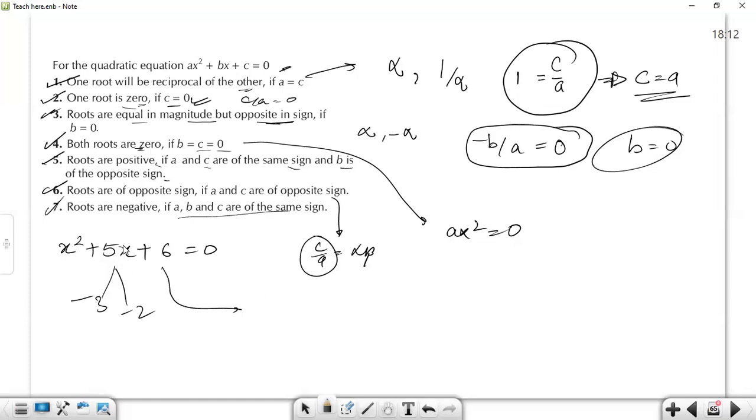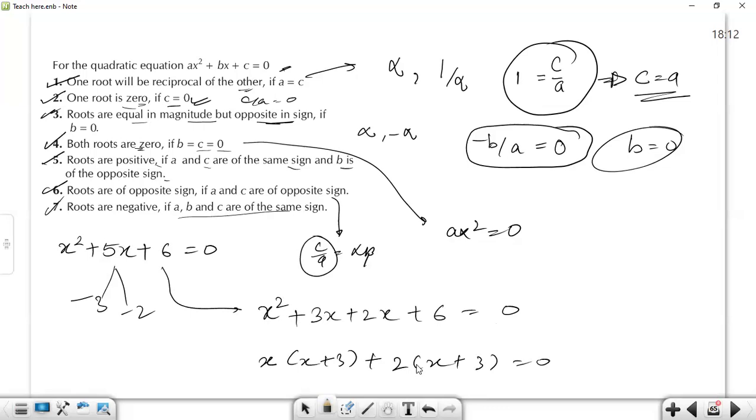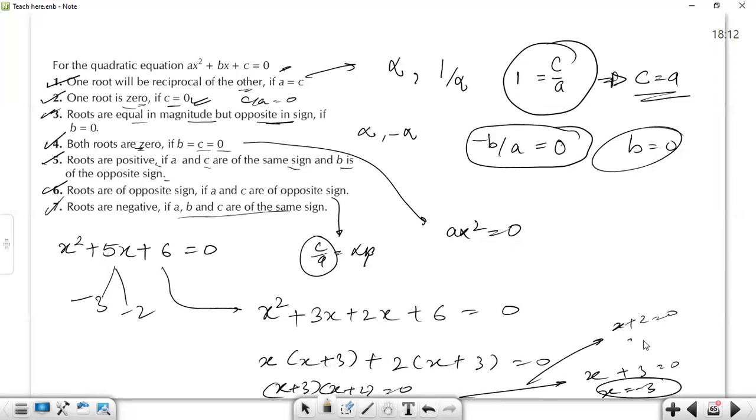So let me rewrite it for you. x squared plus 5x plus 6 equals 0 can be written as x squared plus 3x plus 2x plus 6 equals 0. Taking x common, x plus 3. Taking 2 common, x plus 3. Now taking x plus 3 common, here is x, here is 2. So x plus 3 equals 0 and x plus 2 equals 0, so the roots are minus 3 and minus 2.